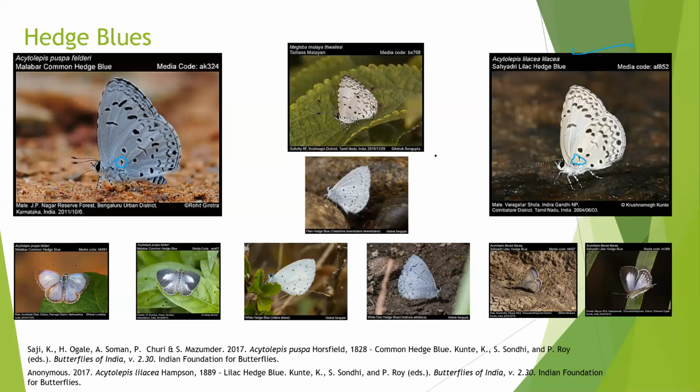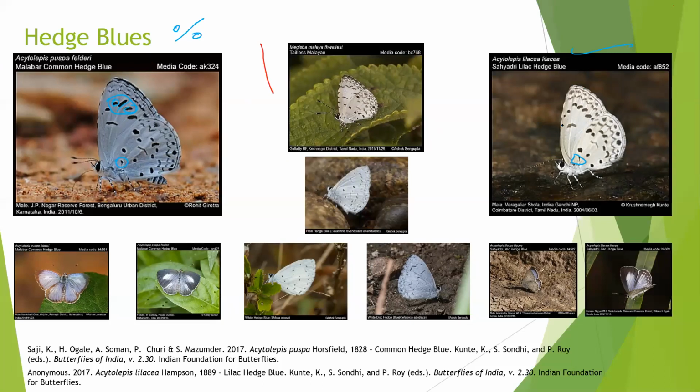And the second difference I'm going to tell you is how to differentiate between these two, the lilac hedge blue or Hampson's hedge blue and the Malabar common hedge blue. You see the post-discal band here, these three spots. These three spots make a symbol of division or percentage, whatever you say. This symbol is present in the common hedge blue.